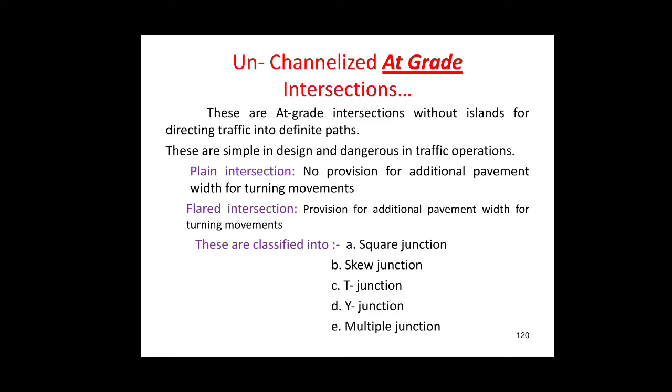So the first case is the unchannelized or the at grade intersections. These are the at grade intersections without the islands for directing the traffic into the definite paths. The unchannelized intersections are simple in design and they are dangerous in the traffic operations. First is the plain intersection, wherein no provision for the additional pavement width for turning movements is provided. Second is the flared intersection, wherein the provision for the additional pavement width for the turning movements is provided, and they are classified as square junction, skew junction, T junction, Y junction, and the multiple junction.